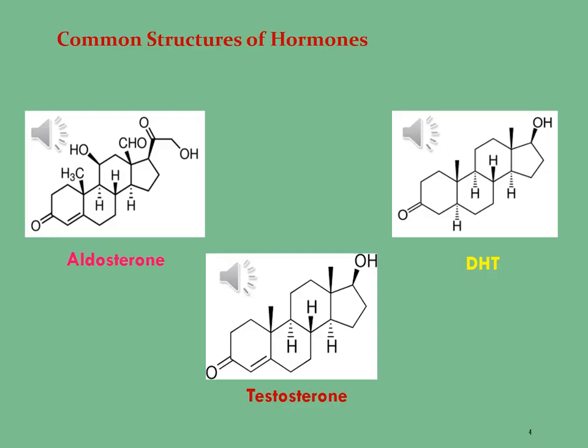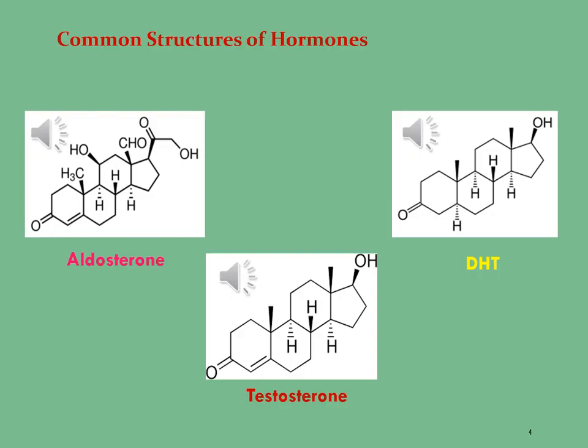Let's see the last molecule presented on this page, which is DHT, that is dihydrotestosterone. The molecular formula of dihydrotestosterone is C19H30O2 and the molar mass is 290.447 gram per mole. The only difference between testosterone and dihydrotestosterone is the double bond at carbon 4 position, which is present in testosterone and absent in dihydrotestosterone, while all other structural features are the same as those of testosterone.